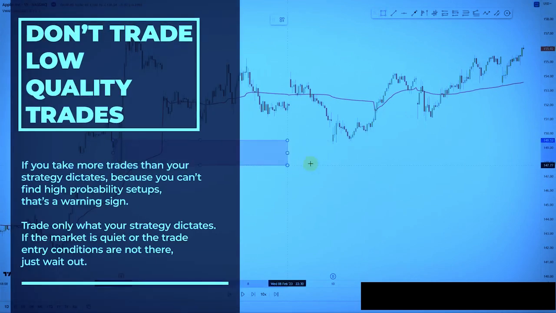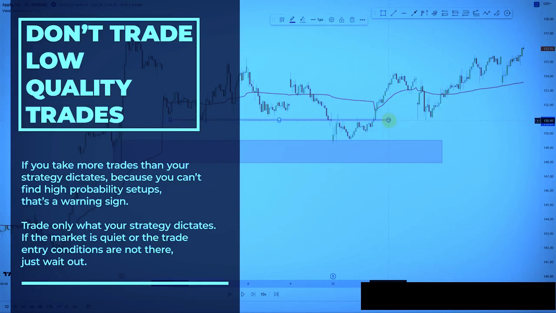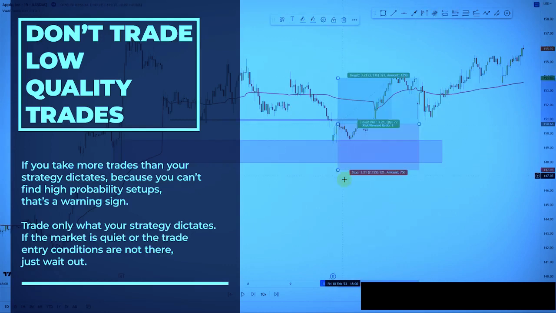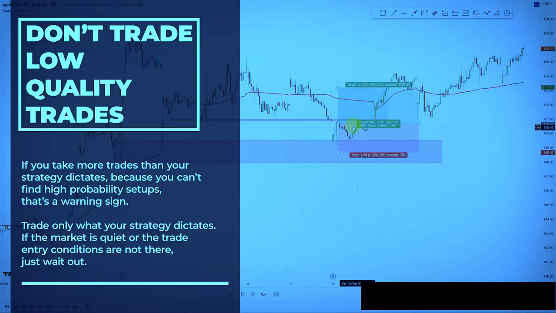Another common mistake is to day trade low conviction trades because you can't find anything better. If you take more trades than your strategy dictates because you can't find high probability setups, that's a warning sign. This is often a result of boredom or a lack of discipline. Since these trades occur outside of your trading plan, they are less likely to perform well. Trade only what your strategy dictates. If the market is quiet or the trade entry conditions are not there, just wait it out.